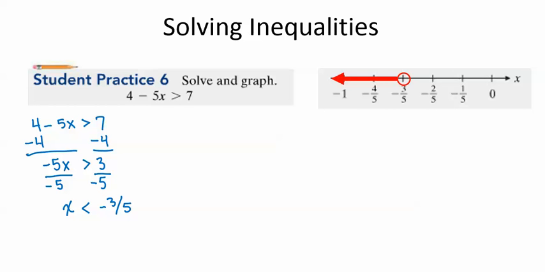So that's going to do it for these basic examples of solving inequalities. We'll look at some more complicated examples coming up.